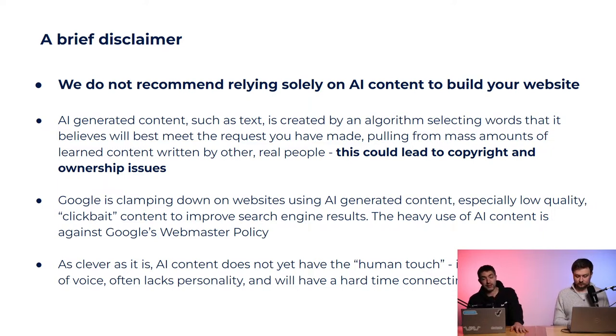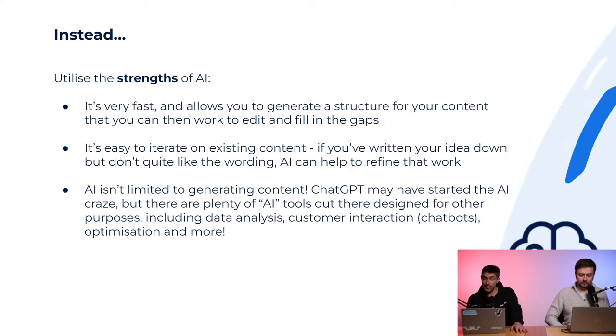In turn, utilize the strengths of AI. It's really fast, and it does allow you to generate structure for your content that you can then edit. So you can get it to do the bulk of it, and then apply your artistic flair to it. Also, a really good one is to use your existing content. That theme I was using had a really cool thing where you could put your text in and it would generate some more. Again, we'll go through some of this in a minute with some of the tools and things that you can use.